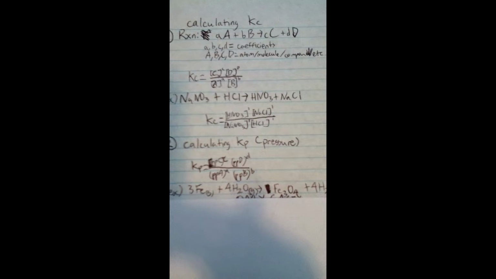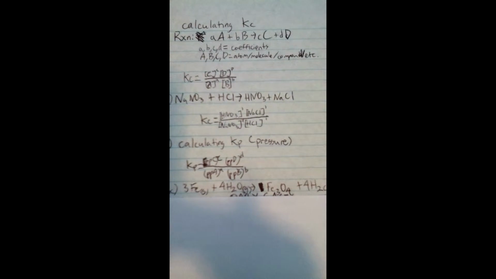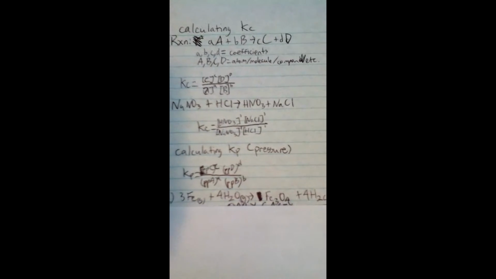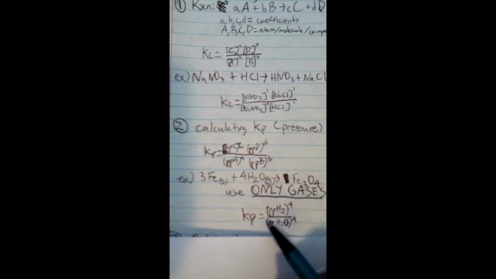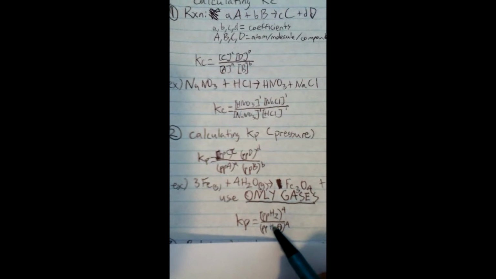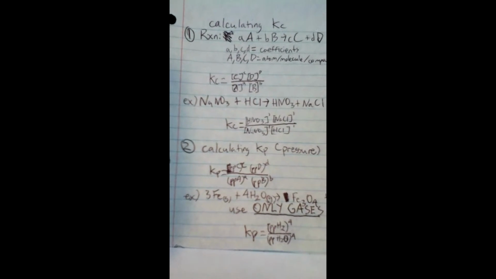Here we have the equation 3 Fe in the solid state plus 4 H2O in the gas state yields Fe3O4 and 4 hydrogen gas. Now remember, use only the gases. So for this particular equation, the Kp is simply the partial pressure of hydrogen raised to its coefficient of 4, divided by the partial pressure of water raised to its coefficient of 4.